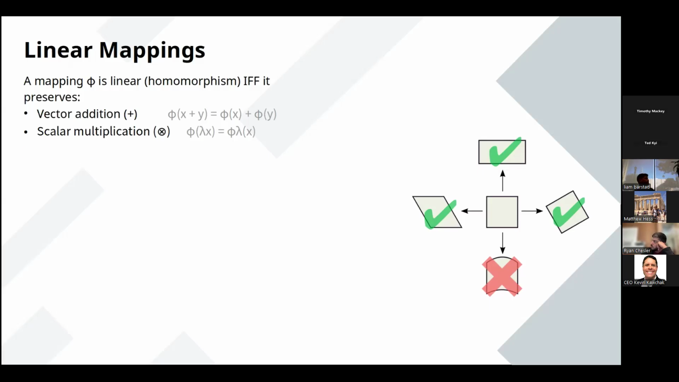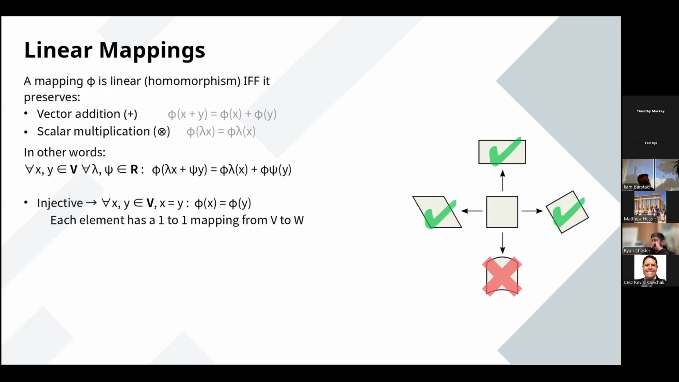In other words, for all x and y in the vector space V, and for all lambda and phi, which are just real-valued numbers, this equation holds. You just pull out the lambda and the phi and distribute the linear transformation over x and y. So that's the combination of the first two properties.